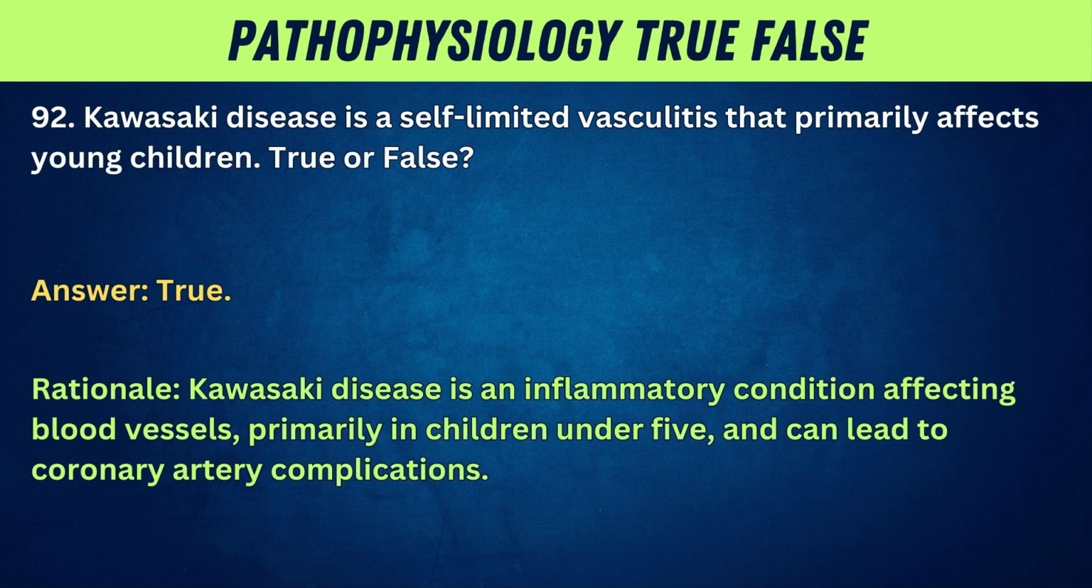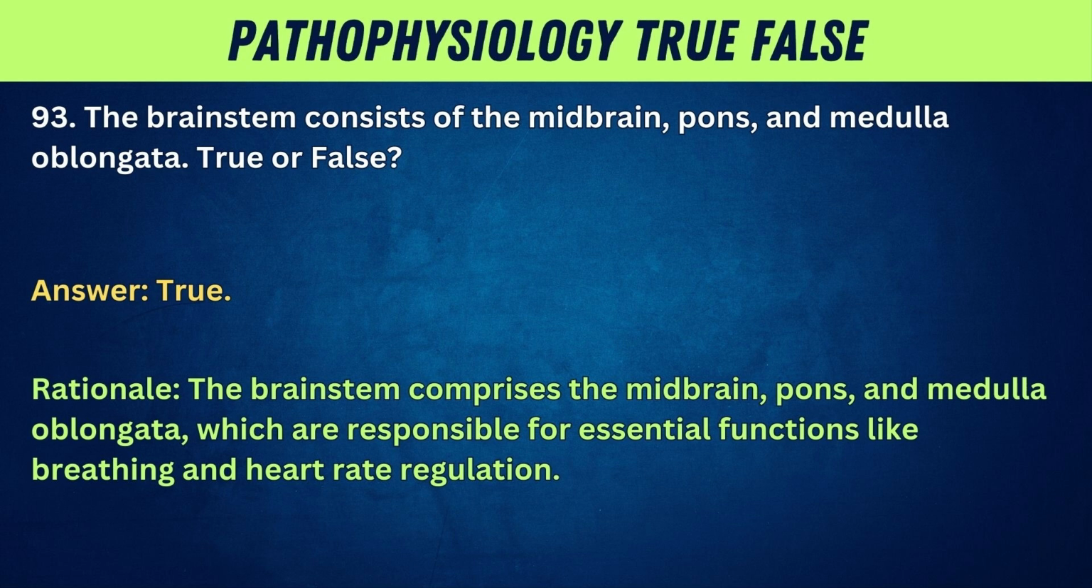92. Kawasaki disease is a self-limited vasculitis that primarily affects young children. True or false? Answer: true. Rationale: Kawasaki disease is an inflammatory condition affecting blood vessels, primarily in children under 5, and can lead to coronary artery complications.